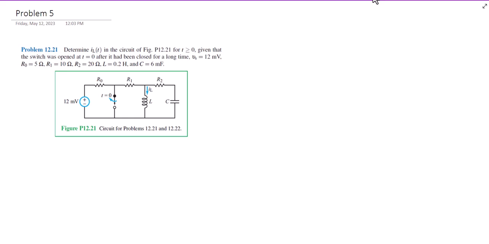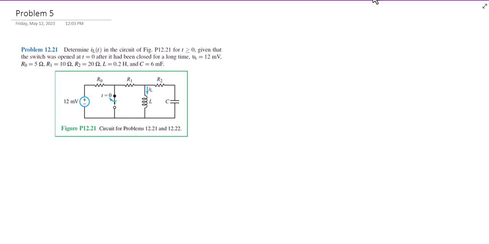So we are to determine IL of t, given that the switch was opened at t equals 0 after it had been closed for a long time. And we are given some information here. And I am going to work this in the S domain. It does not say to, and I think this one you could probably do either way.